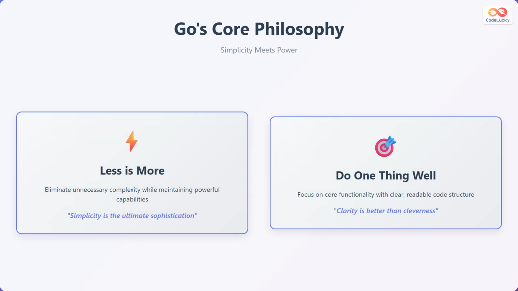Go's design is guided by a core philosophy that emphasizes simplicity and effectiveness. Less is more is a key principle, focusing on eliminating unnecessary complexity while still providing powerful capabilities. Embracing the idea that simplicity is the ultimate sophistication. Another important aspect is to do one thing well, which promotes focusing on core functionality with clear, readable code. It is said that clarity is better than cleverness.